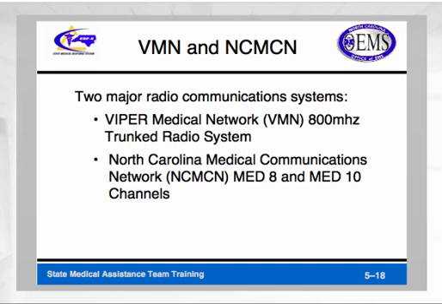As noted in the prerequisites for this module, the State Medical Response System has 2 major radio communication systems. First was the North Carolina Viper Medical Network, using the Viper 800 MHz trunked radio system, and second was the North Carolina Medical Communications Network, or NCMCN, of which we use primarily the MED8 and MED10 channels as listed above. If you have not already reviewed the online training for each of these systems, please be sure and do so.